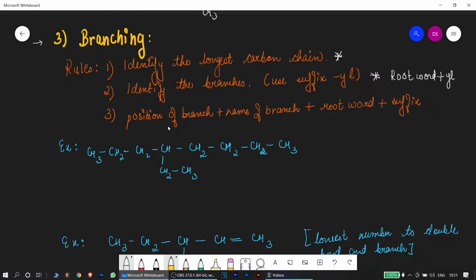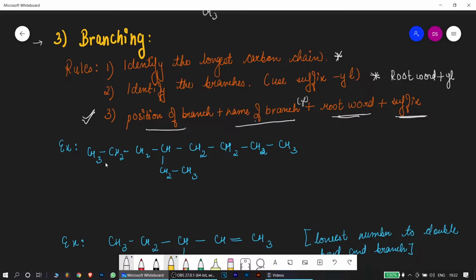Now, what you have to do is same thing that we were doing, root word plus suffix. But before that, you have to write the position of the branch plus the name of the branch, then the root word and then the suffix. Alright. So this you have to remember. First the position of the branch, then the name of the branch, with yl of course, then the root word of the carbon chain and then the suffix of the carbon chain. Right. Now coming to the example, this will make it more clear to you.